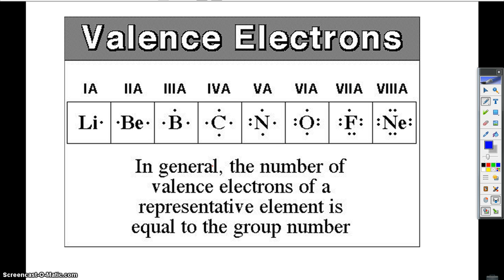Okay. Again, here is the Lewis dot structure going across from left to right on the periodic table, and we can see how the valence electrons increase as we go across from lithium, which has 1, beryllium 2, all the way over to neon, which is a noble gas, and it has 8 valence electrons, which means that it's unreactive. And so this is an important pattern to keep in mind as we look at valence electrons.